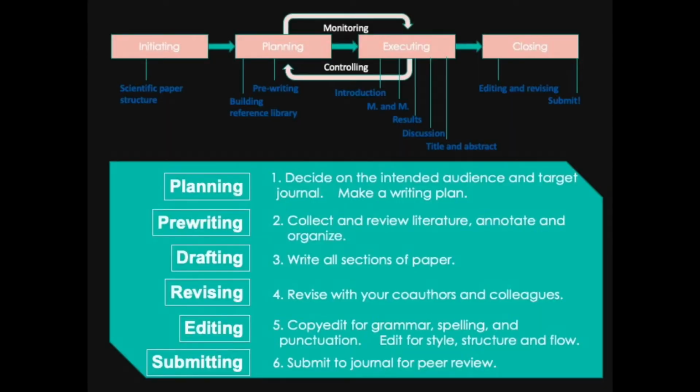In the drafting stage of writing your paper, what you'll do is write all the sections of the paper. And then after you have this complete first draft, what you'll do is start with revising and editing. Now you are ready to submit your paper to your target journal, where it will go through the peer review process.